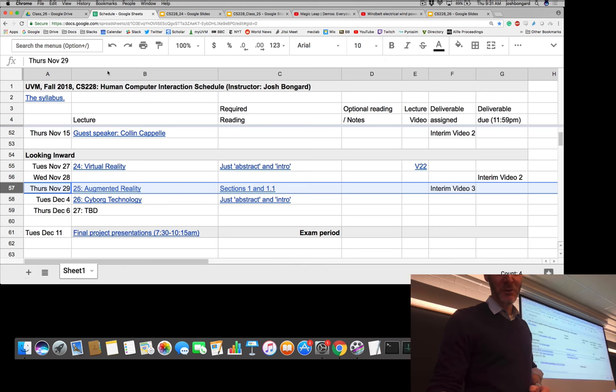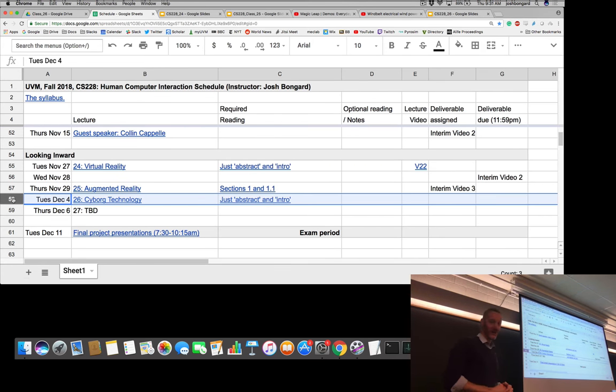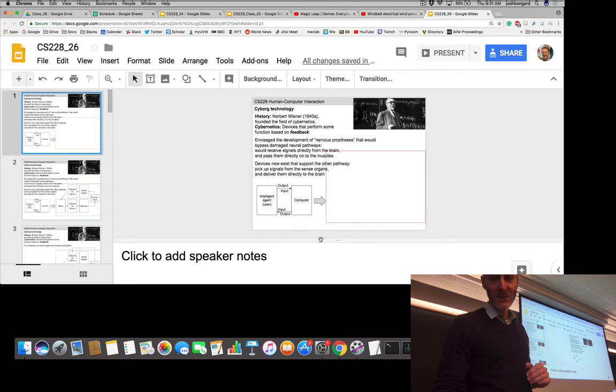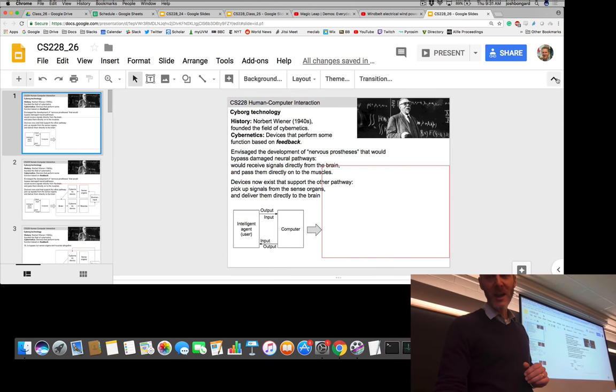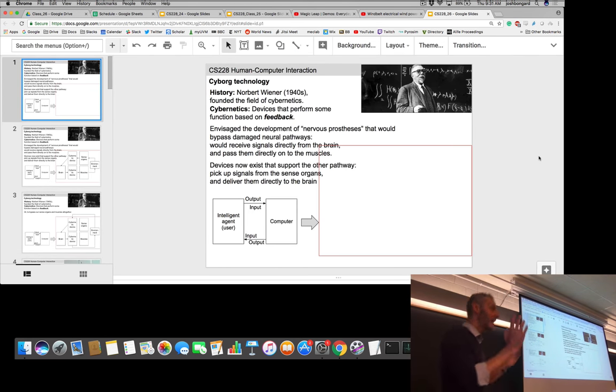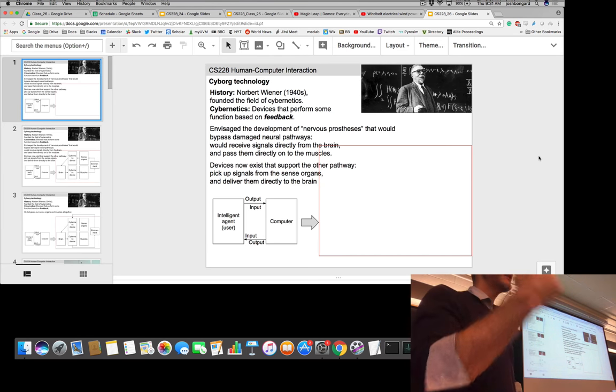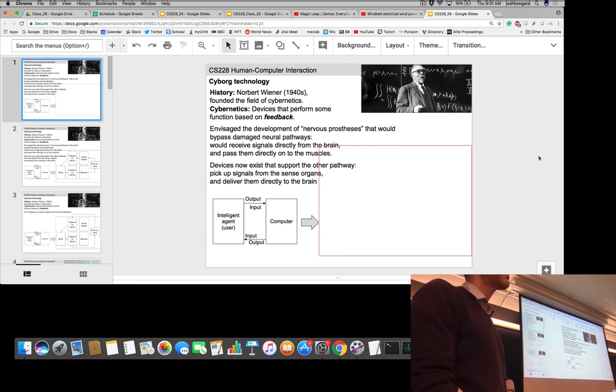Okay, that's augmented reality. We've got 15 minutes left, so let's start in on cyborg technology. Like the other technologies we've seen so far in the last two lectures, this idea of cyborgs or cybernetic technology has again been around for a long time. Going back to the 1940s, Norbert Wiener was the first cybernetician. So cybernetics is again this idea of devices that perform something based on feedback. So the field of cybernetics was born at the same time as computers and robots.